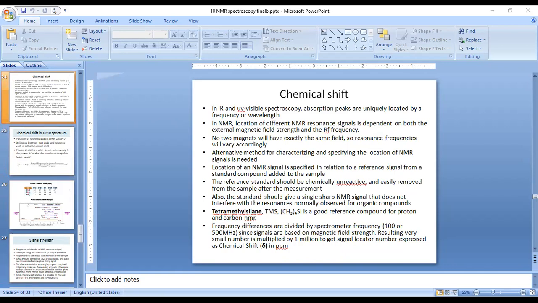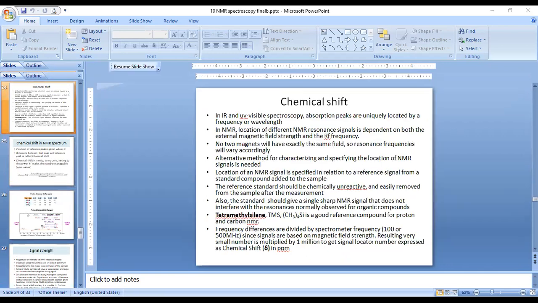Let me magnify my slide. I'll go to the slideshow mode. Hope you can read what is written here. Tetramethylsilane I have put here in bold letters. Can you see my slide? Can you all see my slide? Yes, sir.